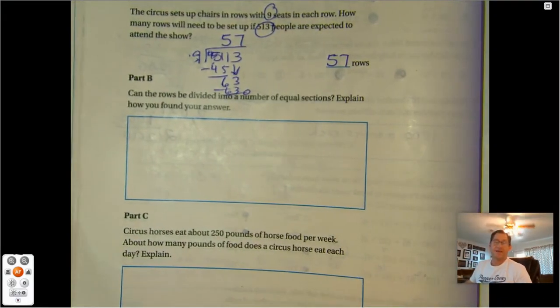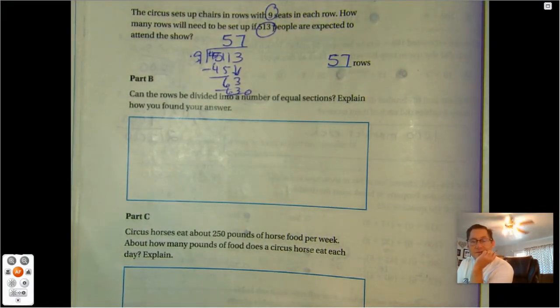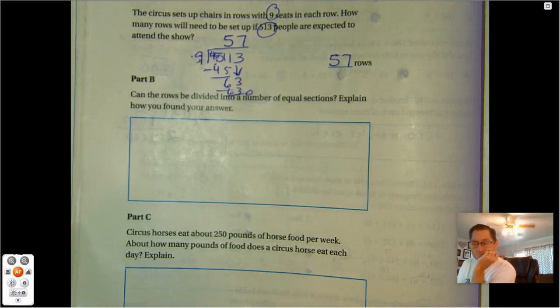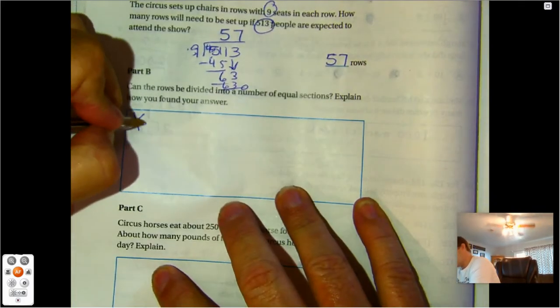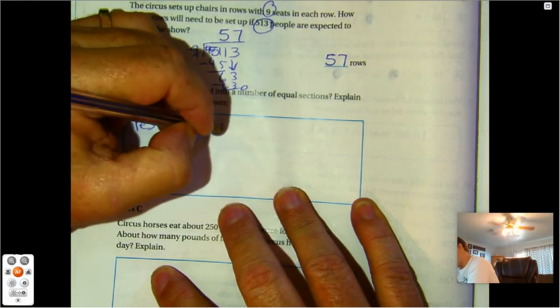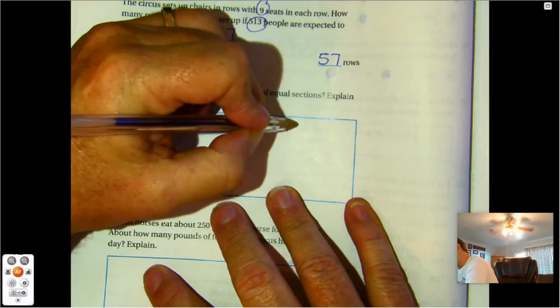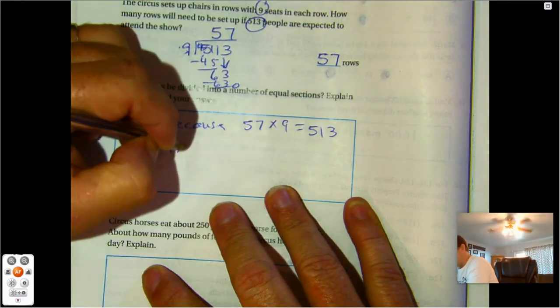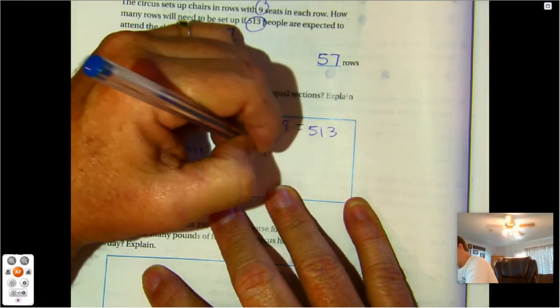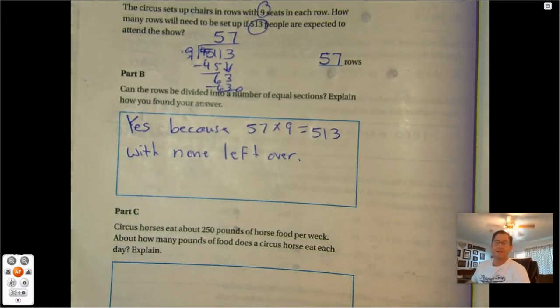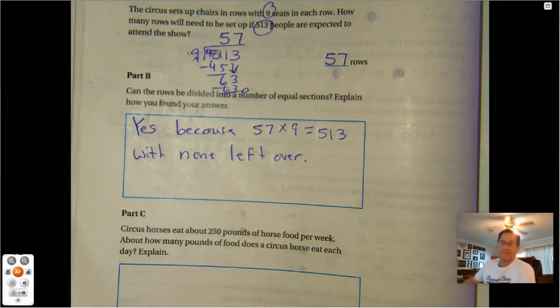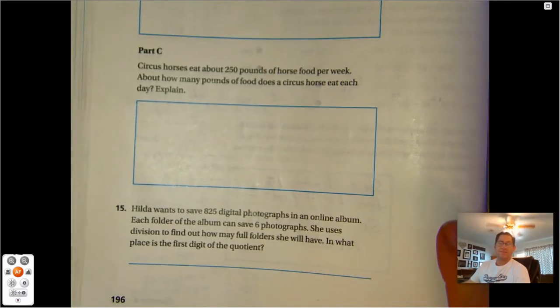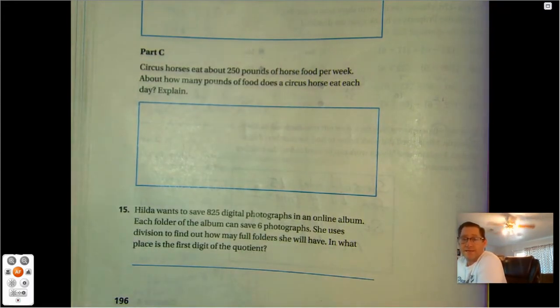Can the rows be divided into a number of equal sections? Explain how you found your answer. Well, yes, they can. 57 times 9 equals exactly 513, and there was none left over. The circus horses eat about 250 pounds of horse food per week. About how many pounds of food does a circus horse eat each day?